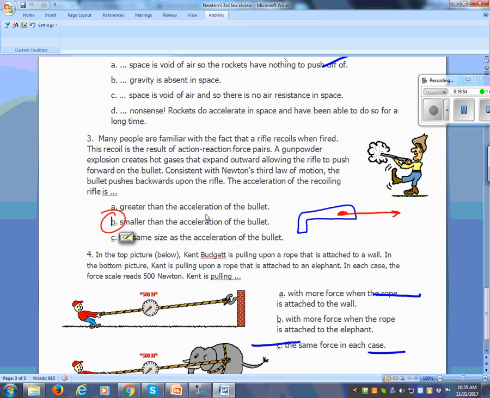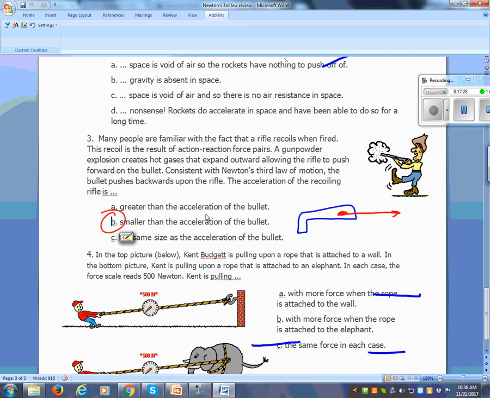B. How come? Same reason as the bus and the mosquito, right? The rifle is way bigger than the bullet. The forces are the same, but the accelerations are different because the masses are different. Big mass, small acceleration. Small mass, big acceleration, right? And I'll explain more on that in a bit.